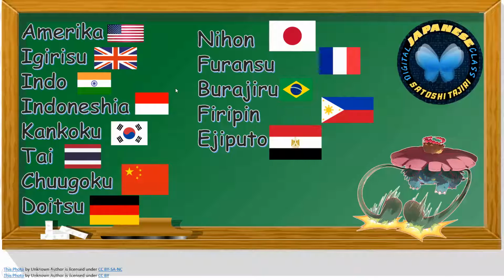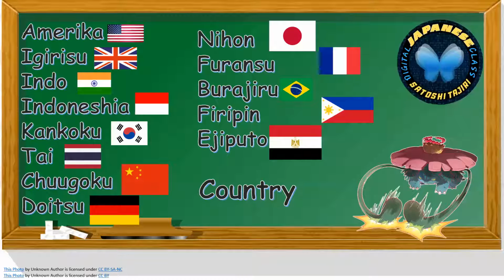Now, let's take a look at the countries. We have America for America, Igirisu for England, Indo for India, Indonesia for Indonesia, Kankoku for South Korea, then Thai for Thailand, Chugoku for China, followed by Doitsu for Germany, then Nihon for Japan, France, Brazil, and for the Philippines, and Egypt is Ejiputo.